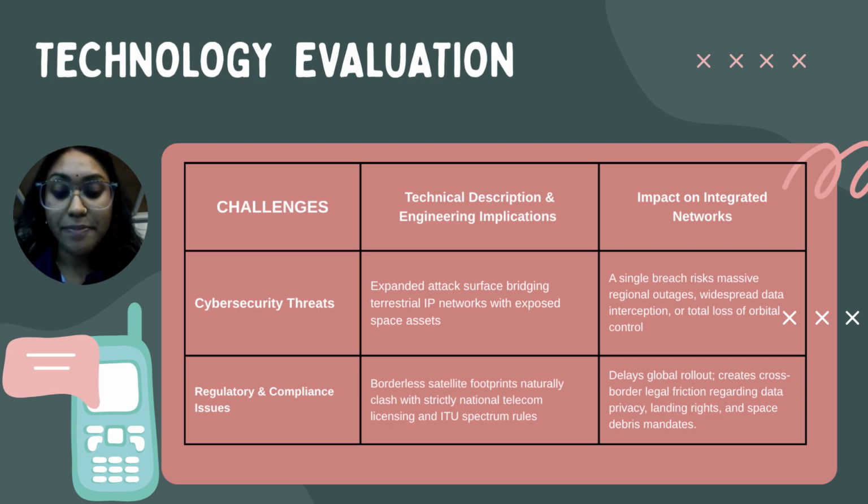So for the next slide, I'm going to continue by talking about cybersecurity threats and also regulatory and compliance issues. So we shift our focus from physical constraints to the operational and geopolitical risks of managing these integrated networks. Cybersecurity is a primary concern because bridging terrestrial IP networks with space assets expands the attack surface. So, a single vulnerability to jamming, spoofing, or unauthorized access could compromise data and services across massive geographic regions.